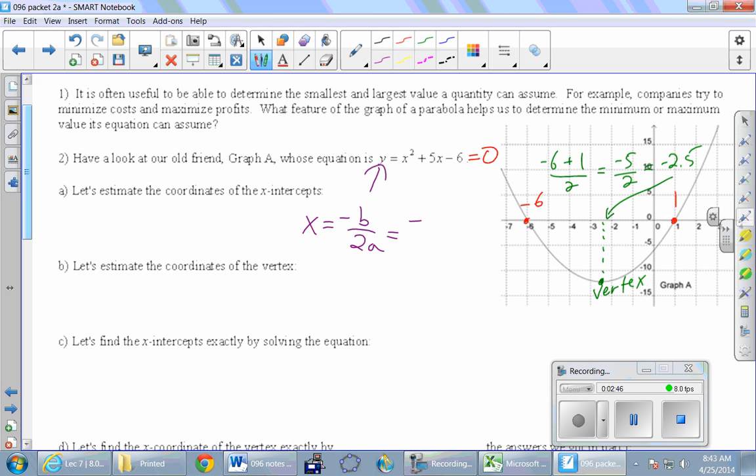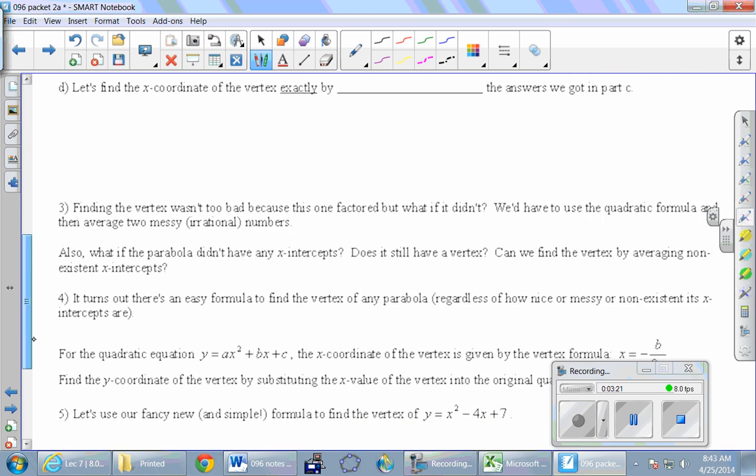So negative b means negative what number in this case? Negative b is the 5, right? Okay, divided by 2 times a, how much is a? It's 1. So we get negative 5 divided by 2. Was that the x coordinate of the vertex? It's negative 2.5. It was, and it's a whole lot easier than finding x-intercepts, which meant factoring and then averaging them out. So x equals negative b over 2a is our new favorite formula.